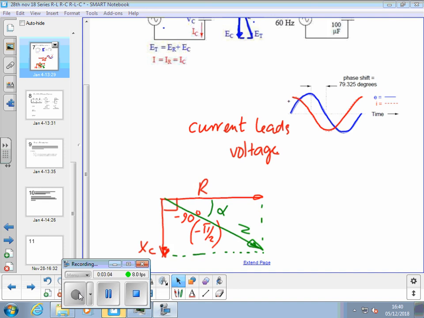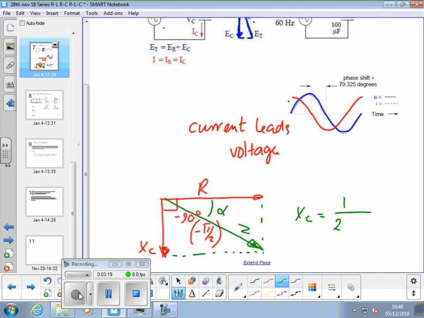So that's an RC series circuit, and XC is equal to 1 over 2 pi FC.